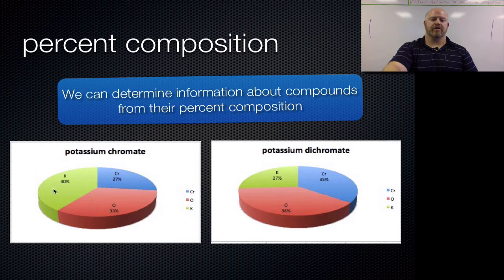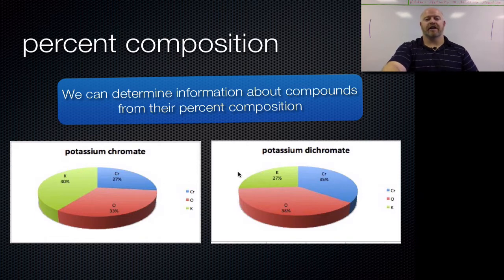So if they end up with 40% potassium, 27% chromium, and 35% oxygen, they know that their compound is most likely potassium chromate. However, if they run the test and they're getting more like 27%, 35%, and 38%, they know that they didn't make the potassium chromate, but instead they made the potassium dichromate. So they made the alternate version of these two similar compounds.